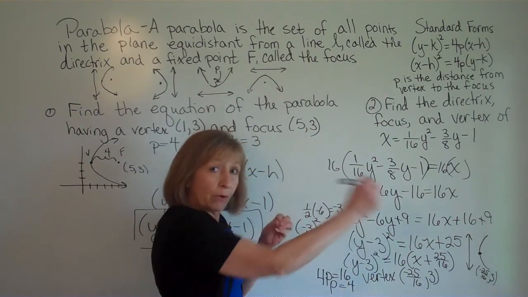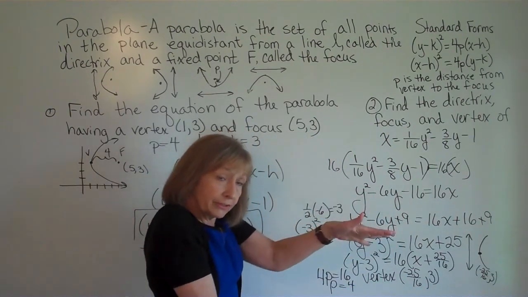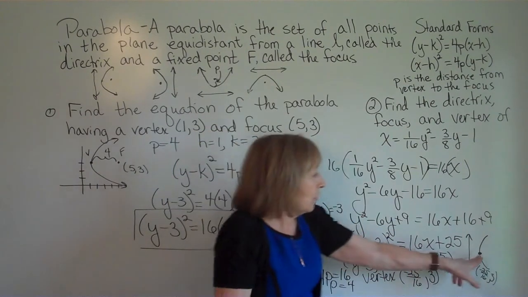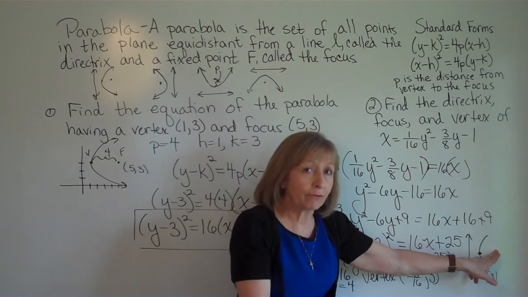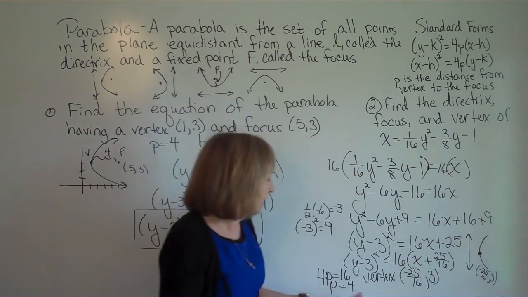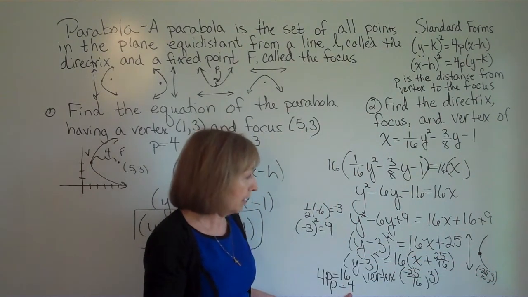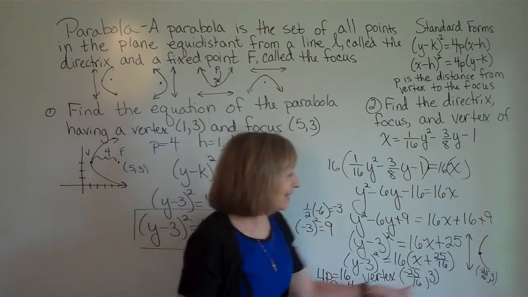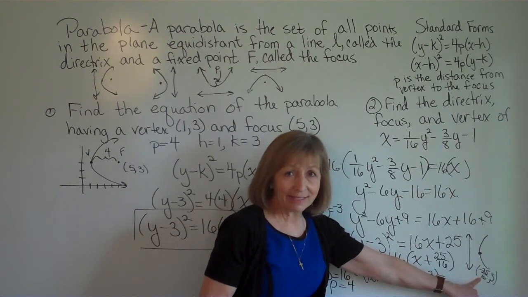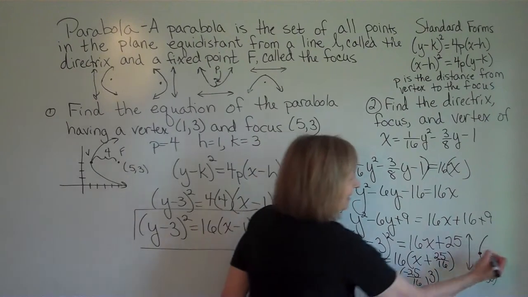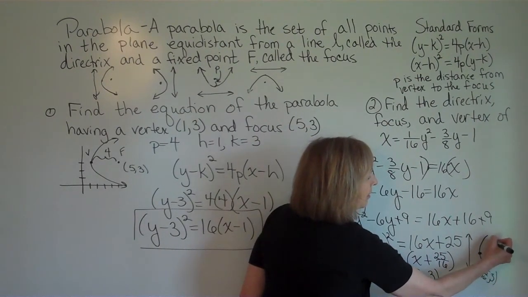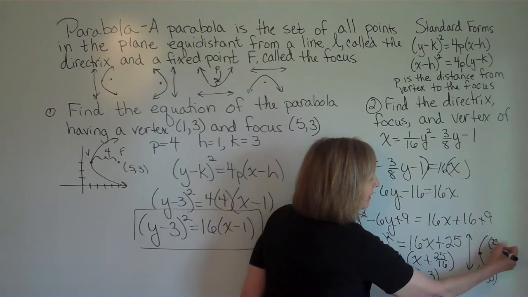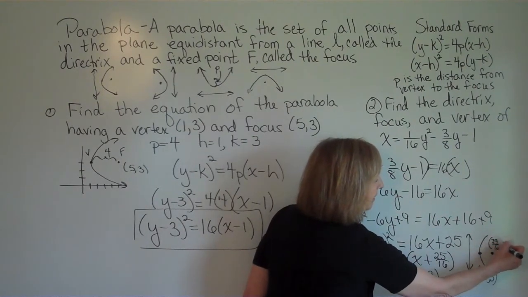And the focus is in towards the curvature of the parabola. So I need to go right p steps from my vertex. P in this problem was 4. 64/16 added to a negative 25/16 is 39/16. So my focus is going to be 39/16, comma 3.